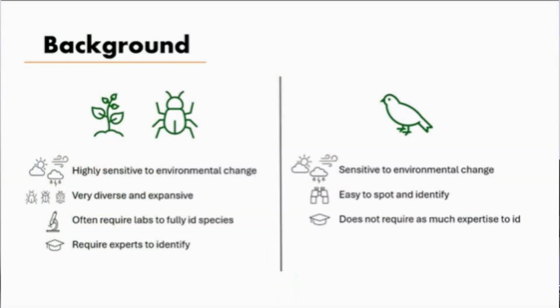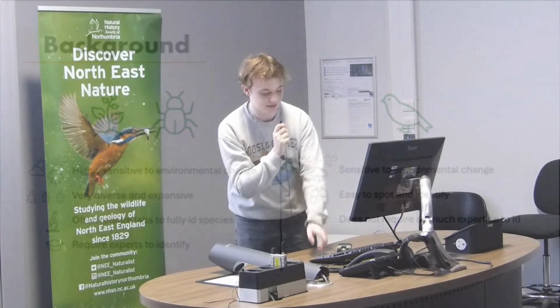So often when you're looking at biodiversity, we're looking at the plants and insects because they're the most sensitive to change. They're very diverse, but you need too much expertise to identify them. It's quite hard to. So then we come to birds as sort of the next group. They're a very good indicator. They're super easy to spot. We don't need that much expertise. So they can be a really good way to quantify the biodiversity.